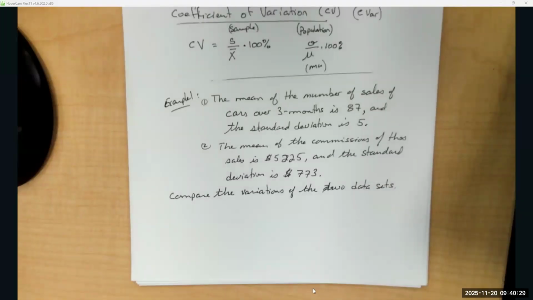So it gives us two separate data sets: the car sales themselves and the commissions associated to those car sales for those 3 months. Everything's the same, but we have two different data sets. It's like comparing apples to oranges. They always say you can't compare apples to oranges. We kind of can, just a little bit. They have to have something in common. So how would I compare them?